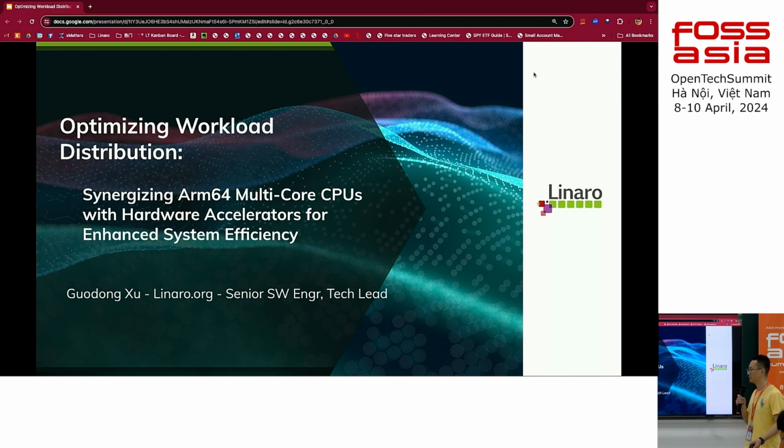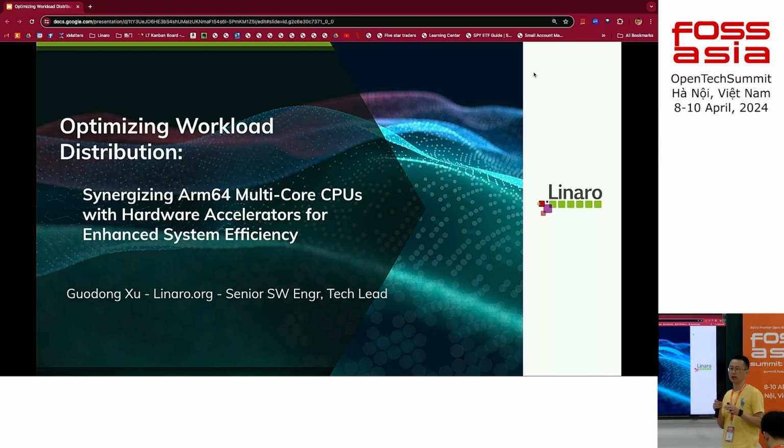And at the same time, vendors are trying to add more hardware accelerators into the same chipset to accelerate specific tasks. So we need to balance our jobs between the CPU cores and the specific hardware accelerators. Today I'm going to talk about the work we did so far in this area.